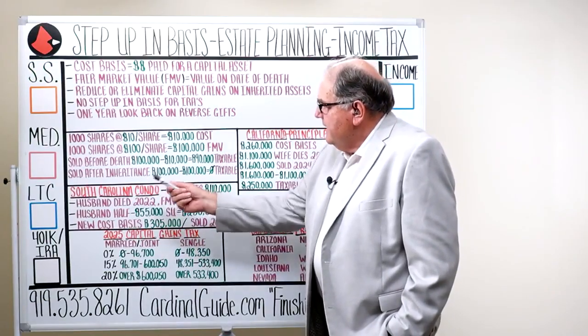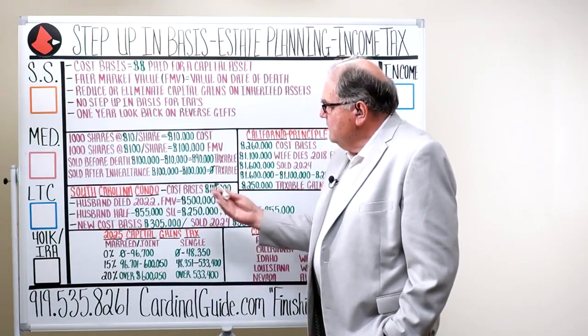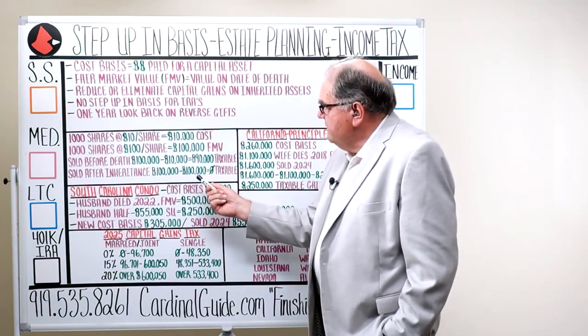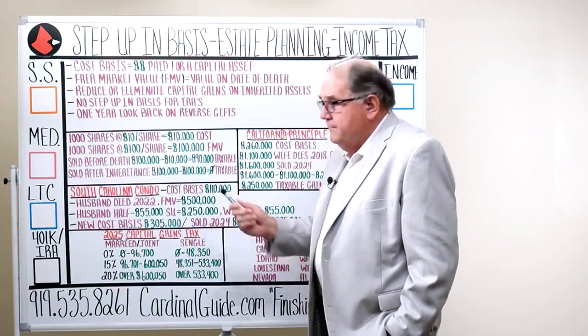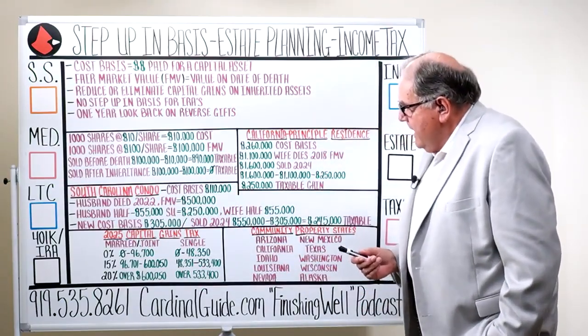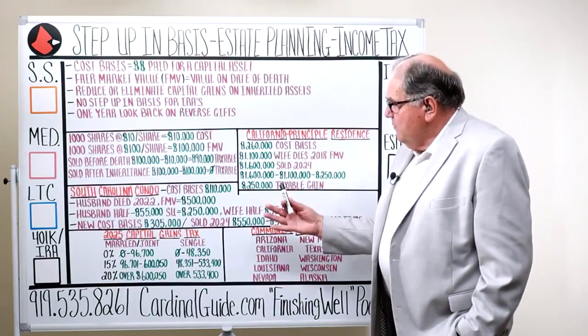If we held it until our death and willed it to our heirs, and they sold it quickly after our death, they would have zero tax. So that's a pretty simple example. I want to go over a couple more examples.